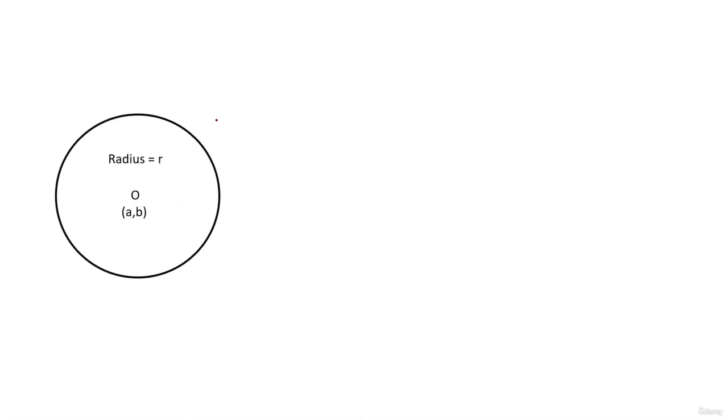So the point in question is the center of the circle, O in this case, and the distance we are studying is called the radius of the circle, which is r. Now if we take any random point, let's say x comma y, on this circle, and we name the coordinates of the center as a comma b, we can find the distance between these two points using the distance formula, right? So that's exactly what we'll do right now.